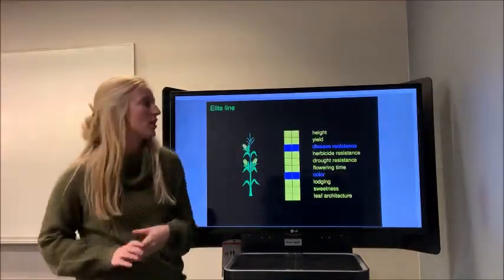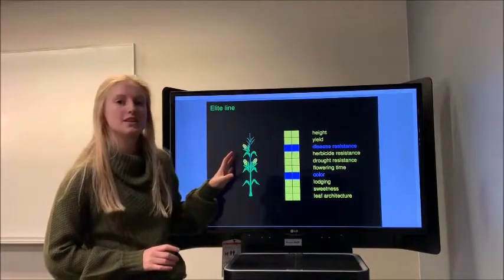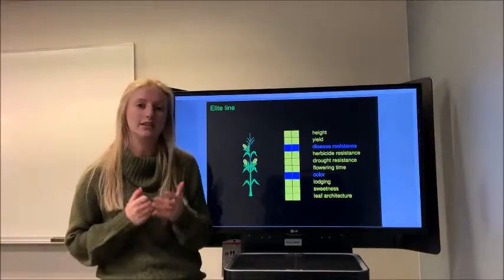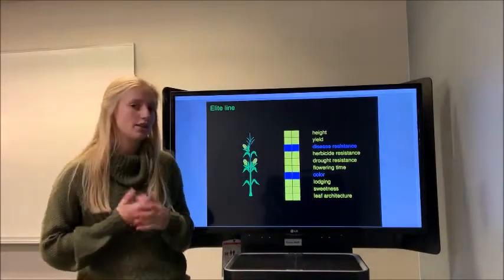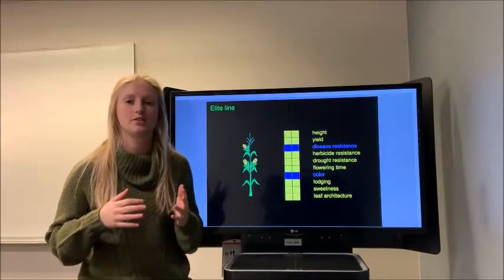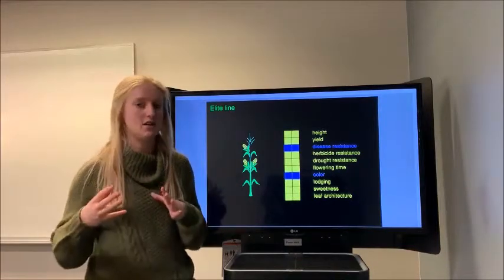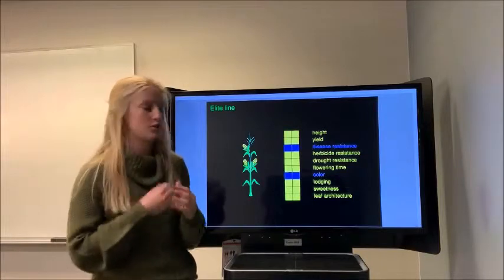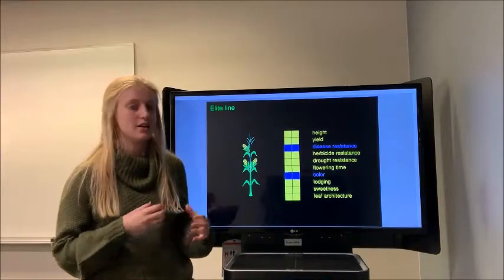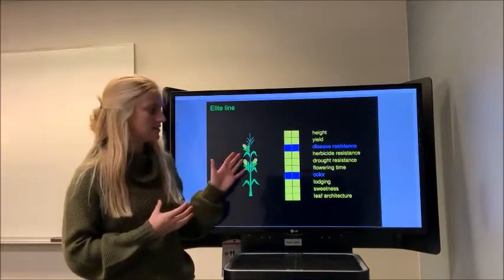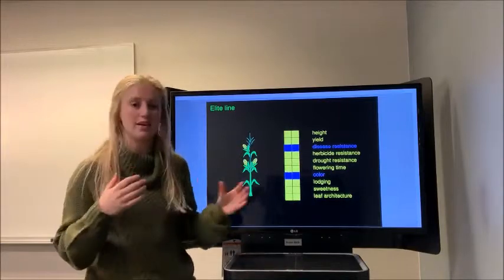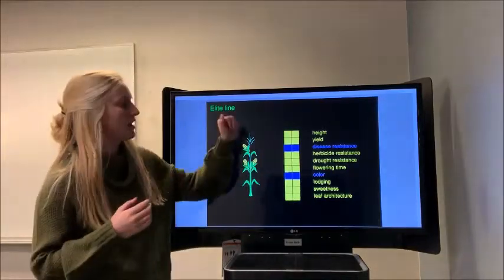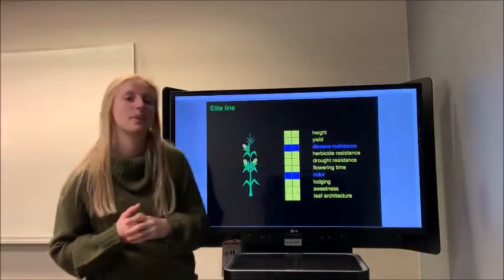We're going to cross together two plants here. This first one is known as an elite line. We're going to call it the elite line because it has the phenotypes that we want to get passed on. So we're going to represent the traits that we do want to get passed on and are really present in this plant with the yellow boxes. So this plant would have really good height and yield.